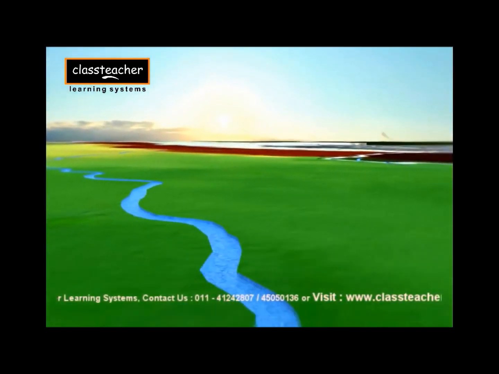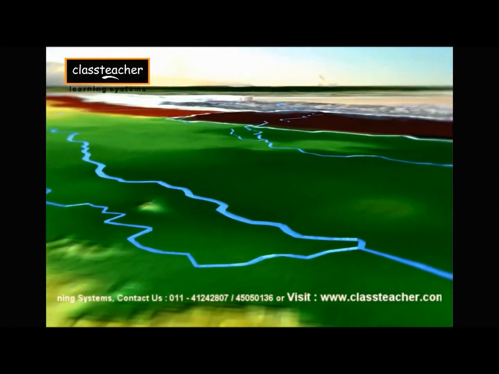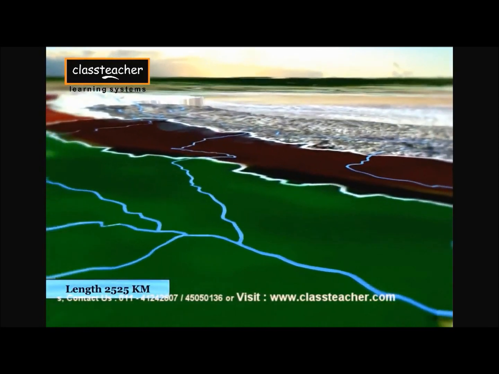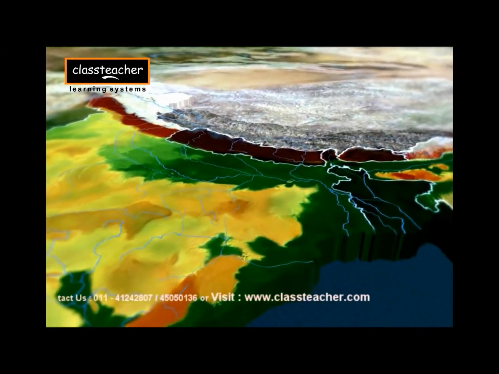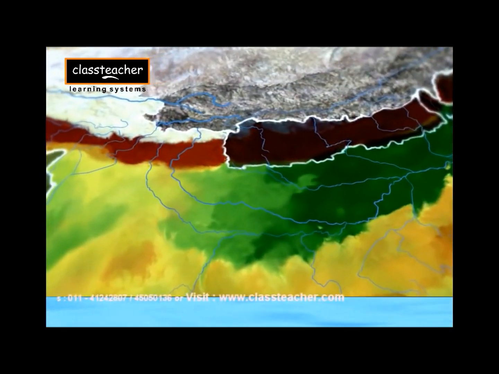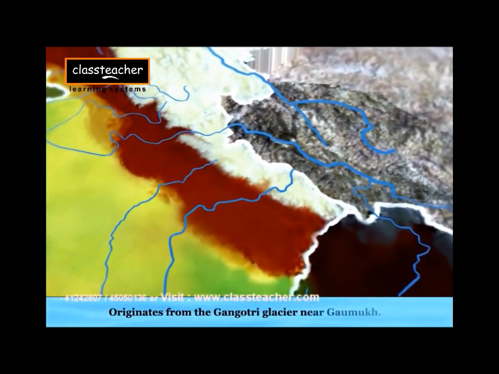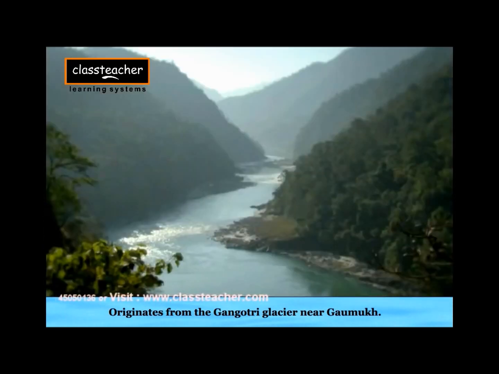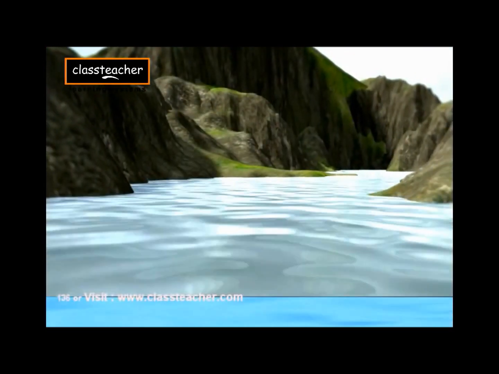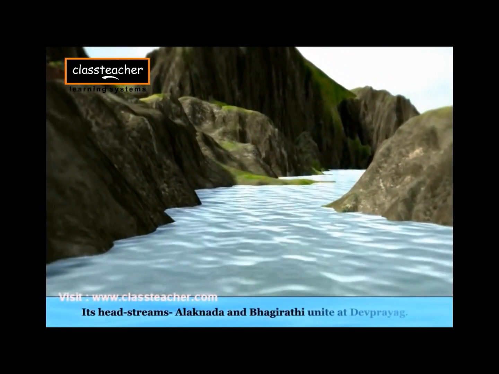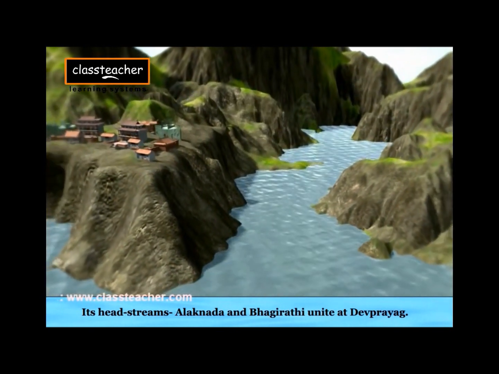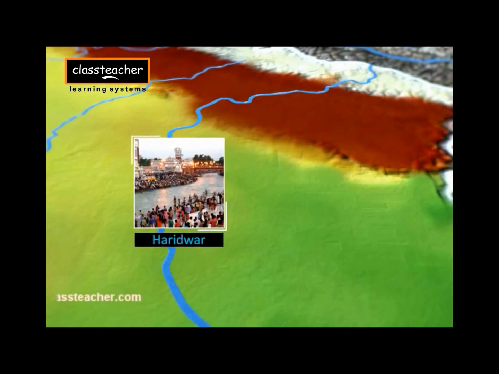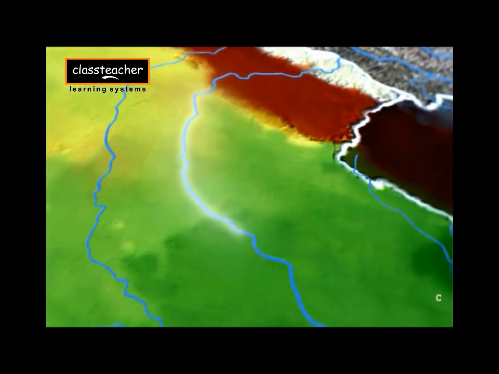The Ganga river system. The Ganga is the most important river of India. The length of the Ganga river is 2,525 kilometers, out of which 2,415 kilometers is in India. It originates from the Gangotri glacier near Gaumukh. Here it is known as the Bhagirathi. The river acquires its name after its head streams Alaknanda and Bhagirathi that unite at Devaprayag. At Haridwar, the Ganga emerges from the mountains onto the plains.